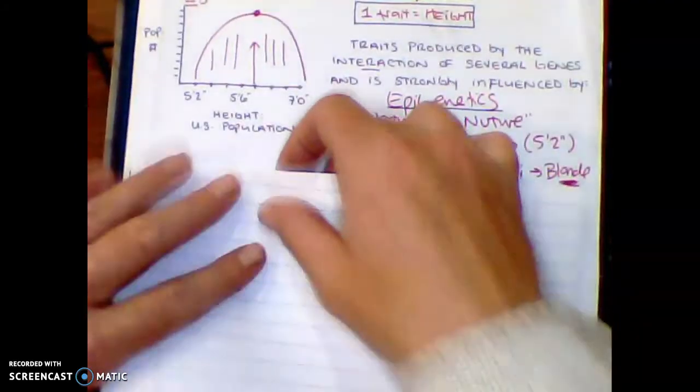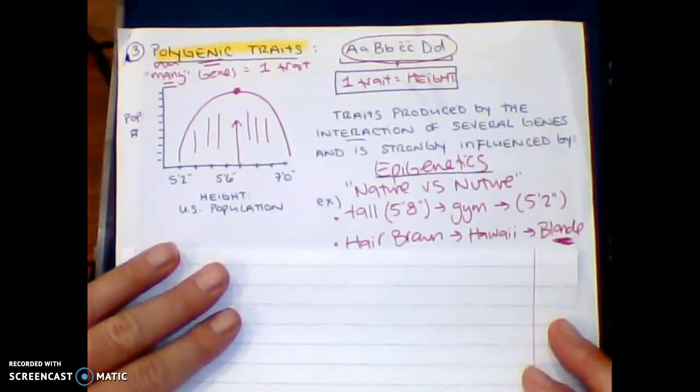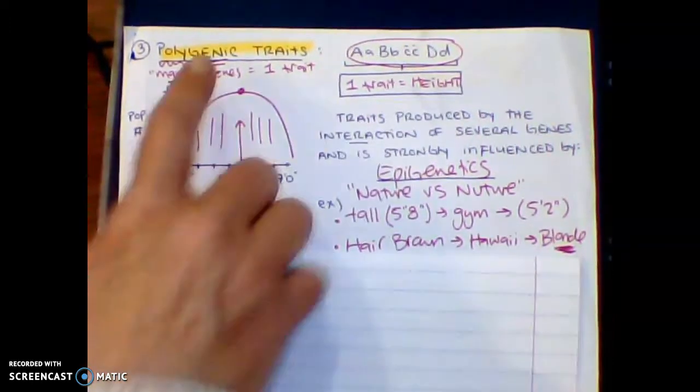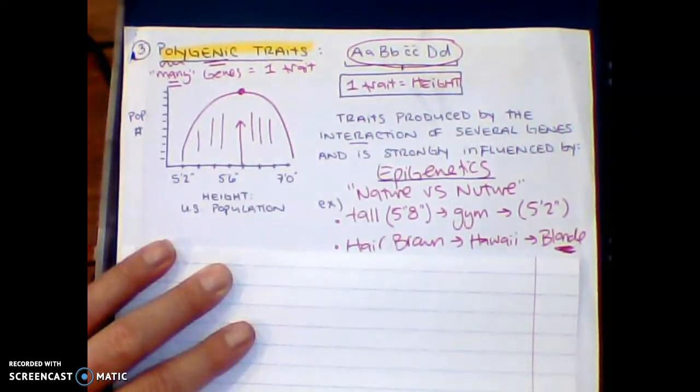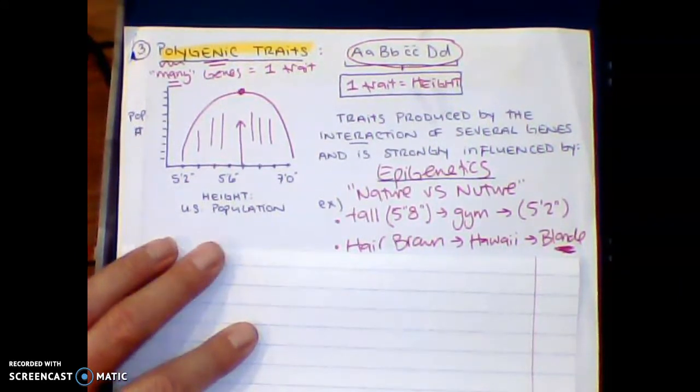All right, next one here is what's known as polygenic traits. So keep in mind, poly means many, and genic means gene. So again, take a second, stop the video. I know this is a lot of information, so write this down first before we continue.